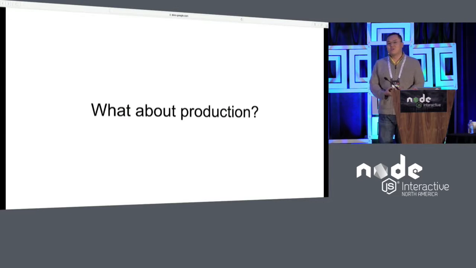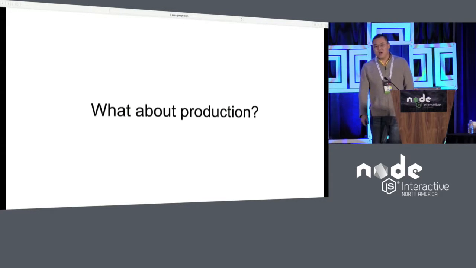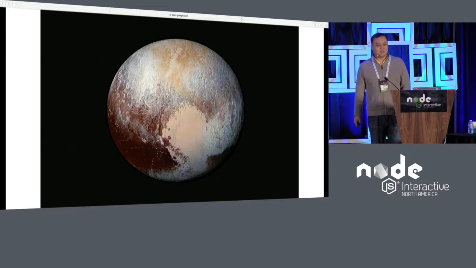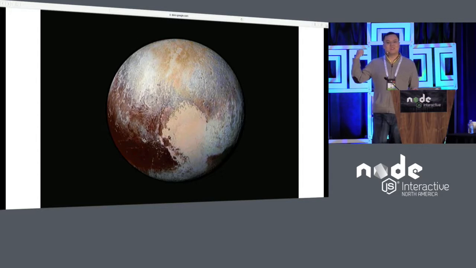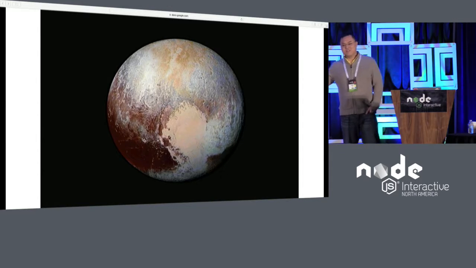How do we handle failures and bugs in production, when we need to debug them in production? Well, to solve that problem, I thought I'd use a nice little analogy here. Does anyone know what this is? Come on, got some nerds out there, right? That's right, this is Pluto.